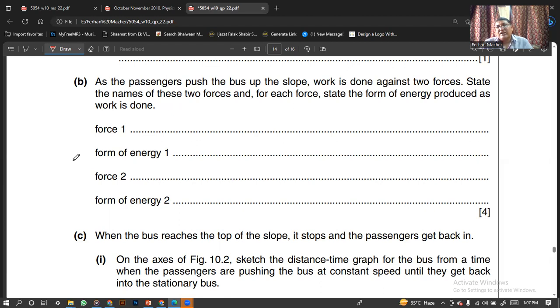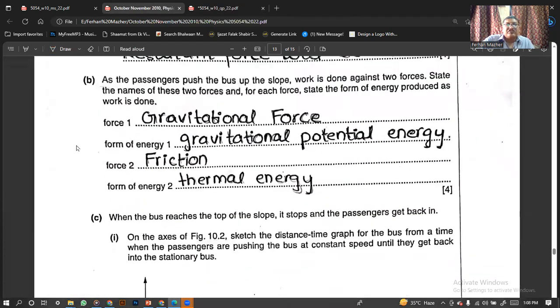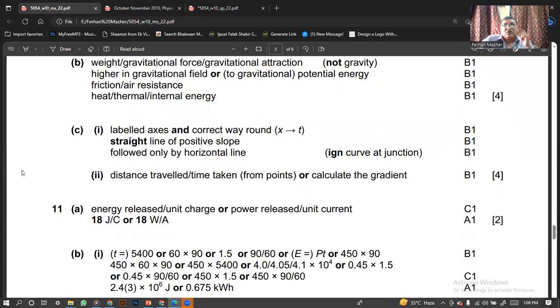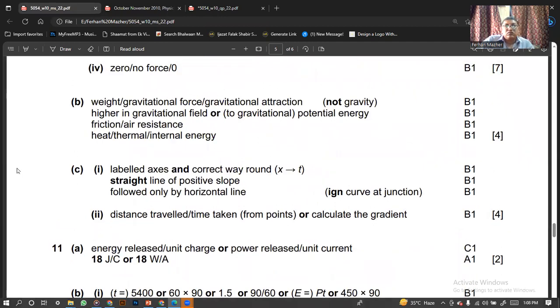The second force against which you have to work is the friction between the tires and the road and the air resistance. So when you work against these resistive forces, your energy will convert into thermal energy. So here we go, the gravitational force, gravitational potential energy, and friction, thermal energy. That is our answers. Not gravity, this is important.